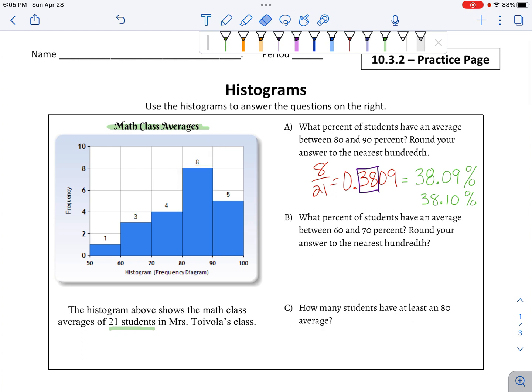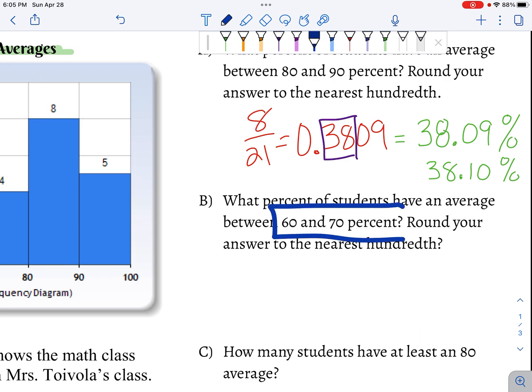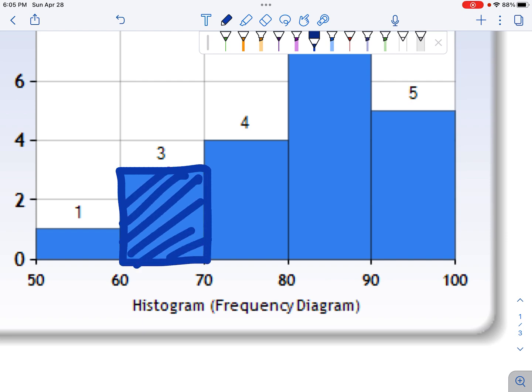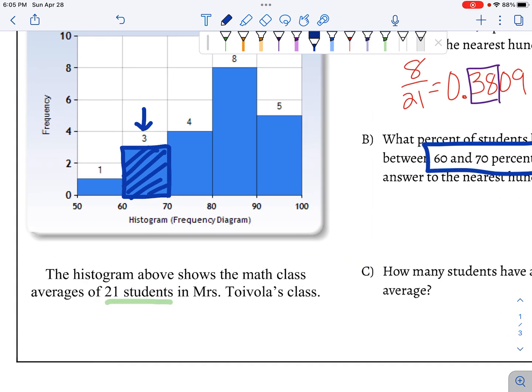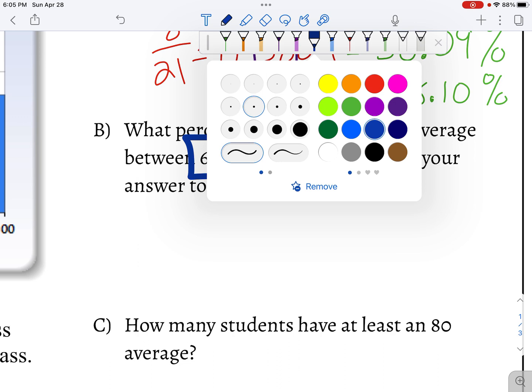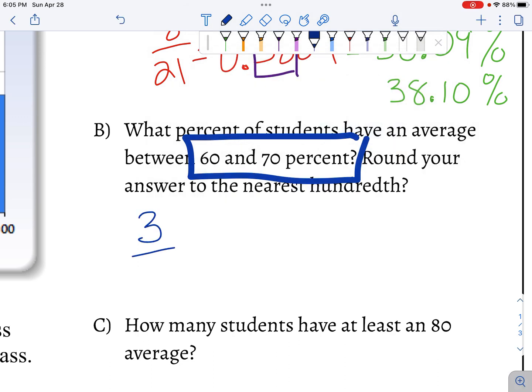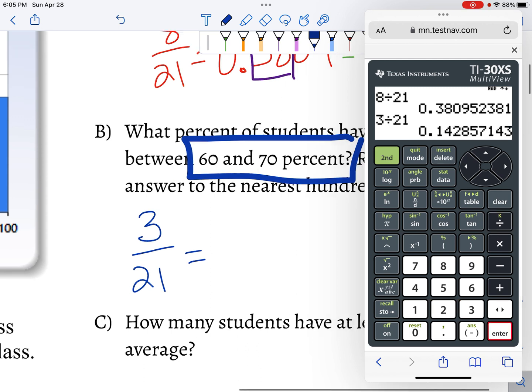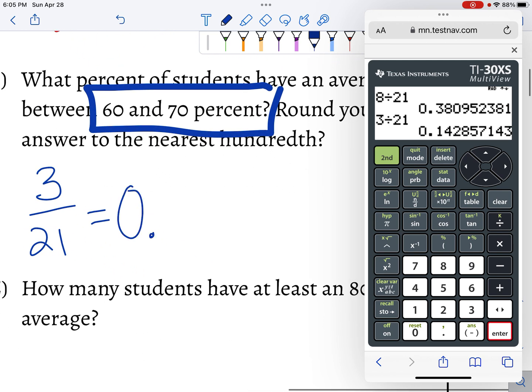B, what percent of students have an average between 60 and 70%? So let's find that. 60 and 70% is this one right here. And that's 3 people. Okay, so this is 3 out of 21. The skinnier again. 3 out of 21 equals 3 divided by 21. Oofta. 0.1428. I'll put down another digit now.